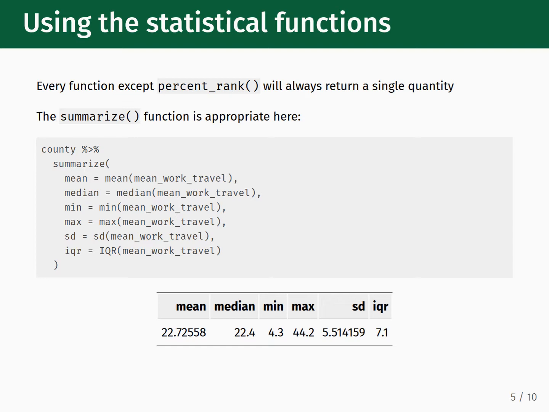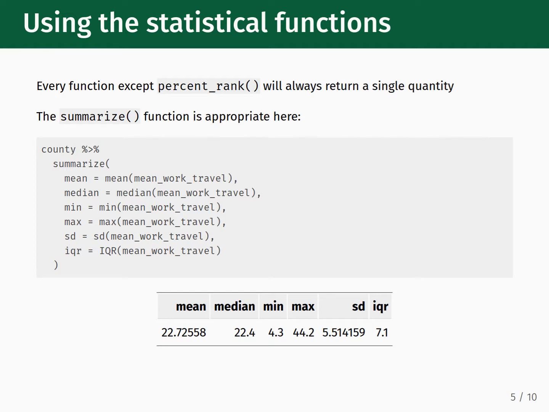First, every function that was listed on the previous slide, except for percent_rank, will always return a single quantity. That means that we can use them within the summarize function to compute the measures. For our example dataset, you would pipe the county dataset directly into summarize. Note that we do not need to use group_by here because we are not grouping over a categorical variable. Each line inside summarize is a single calculation of a different statistical measure. Remember that the word to the left of the equal sign is what we are naming the calculation in the summary table we get as output. The calculation goes on the right side of the equal sign.